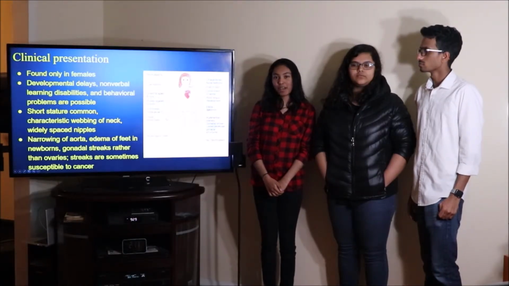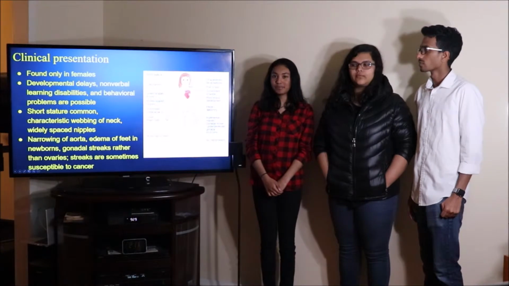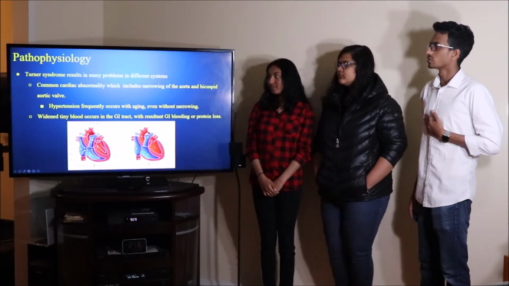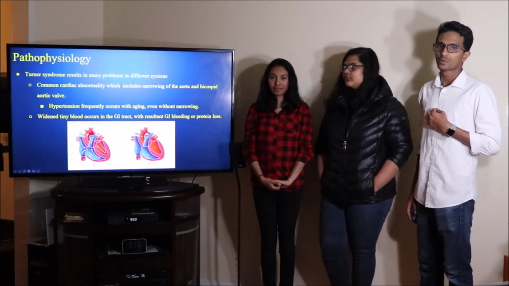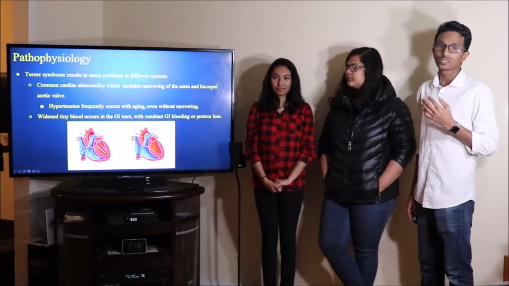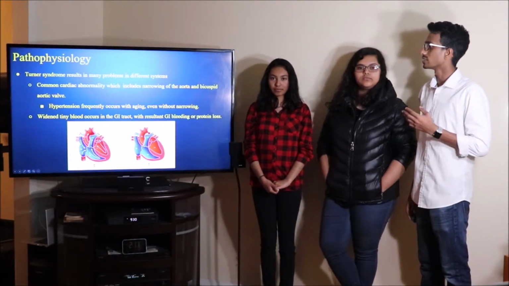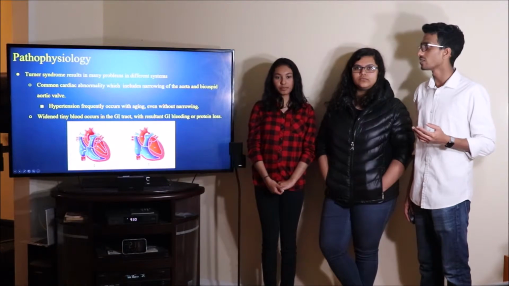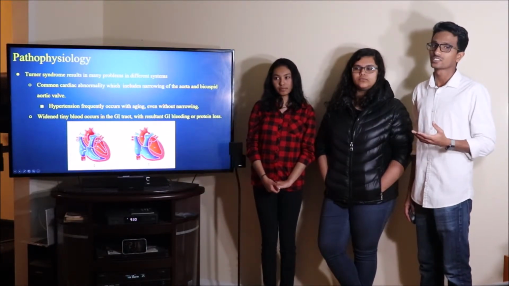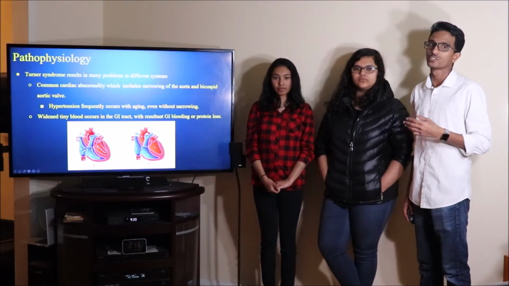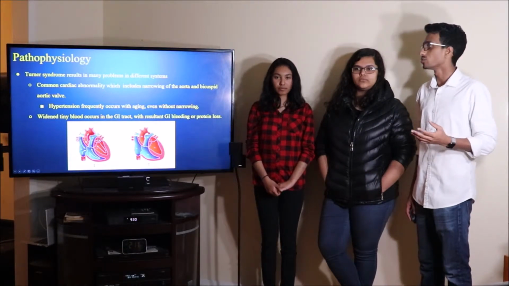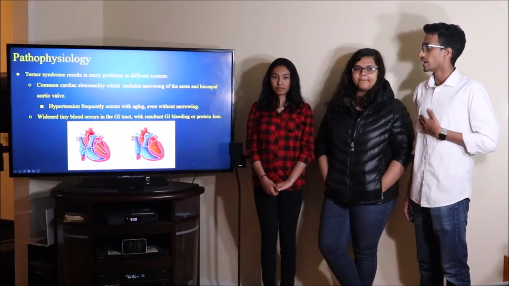Now we're going to talk about the pathophysiology of Turner syndrome. It results in problems in many different systems. For example, in the cardiac system, it narrows the aorta and causes a bicuspid aortic valve, and it causes hypertension due to that. Usually you only get hypertension when you're aging, but when you have Turner syndrome, you get it when you're really young.